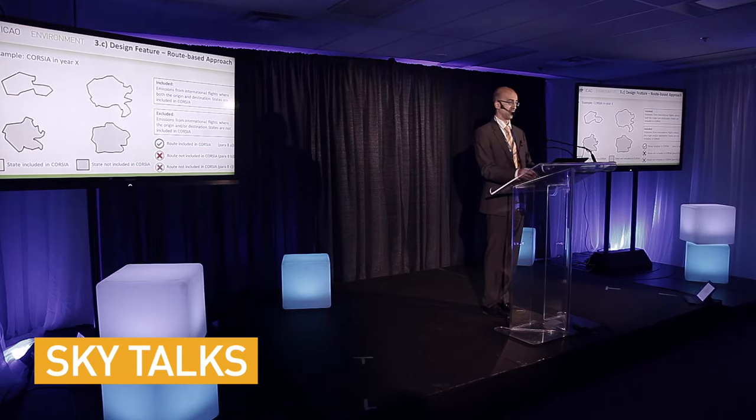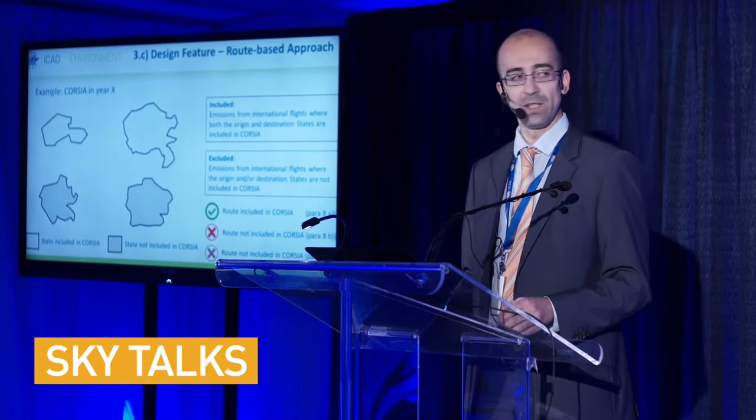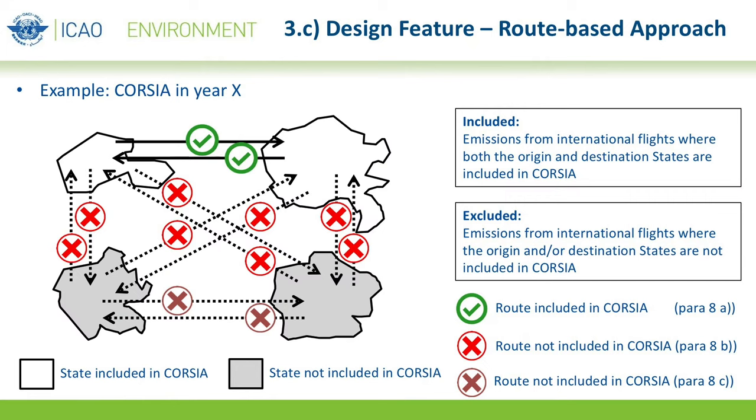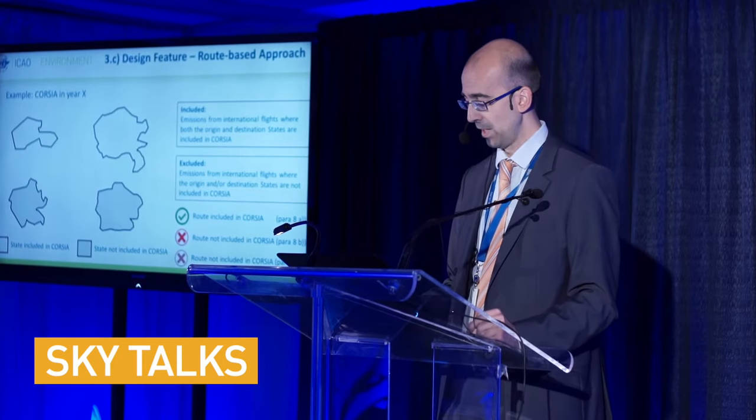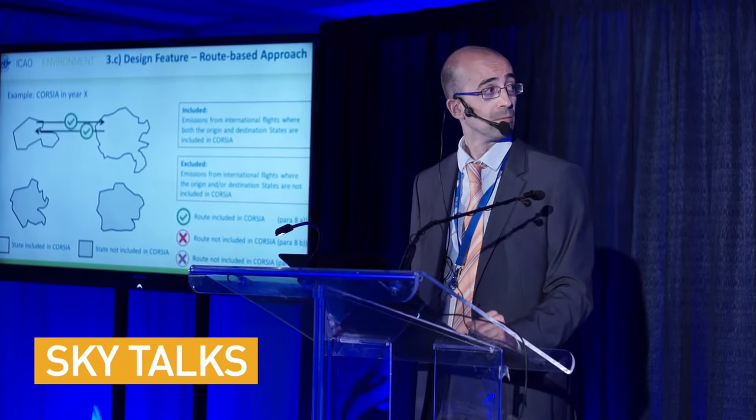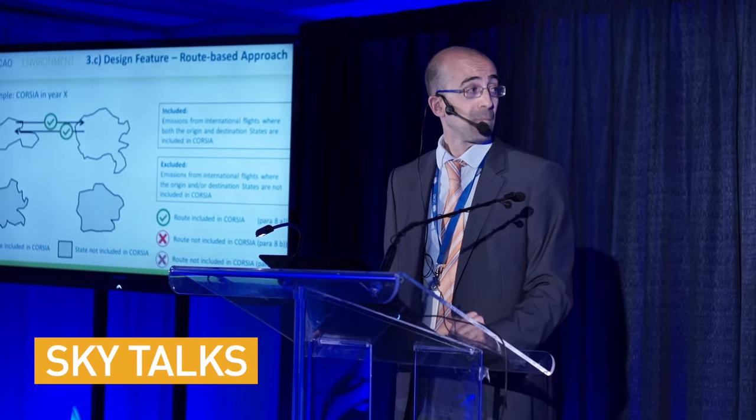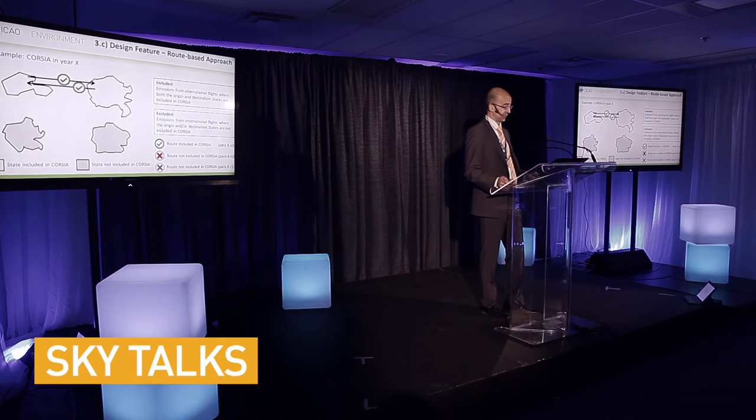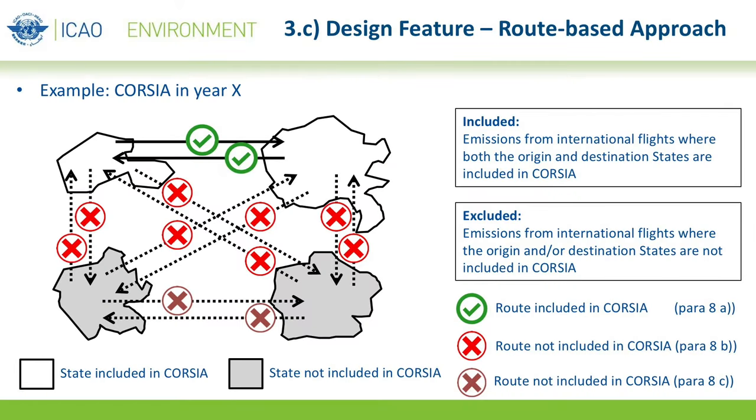Let's assume that we have four states. Two of them, the ones without the shading on the top half of the graph, are voluntarily participating in the CORSIA. And the bottom two, the ones shaded in gray, are not participating in the scheme. According to the route-based approach, the routes between the two states participating in the scheme would be included in it. The routes between the states participating in the scheme and the ones not participating in the scheme would not be included in the scheme. And of course, routes between the two states which are not participating in the scheme would also not be included in the scheme.